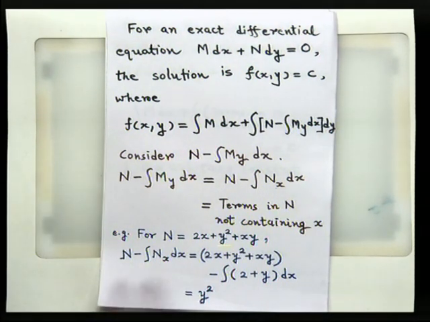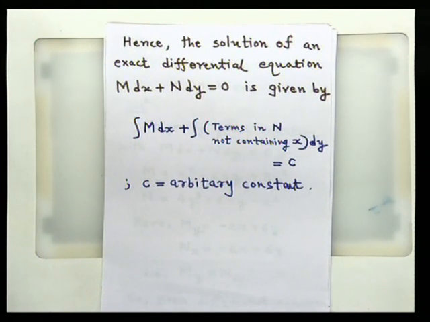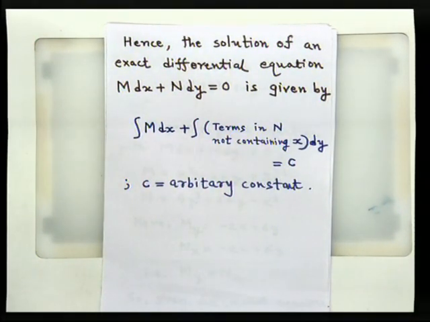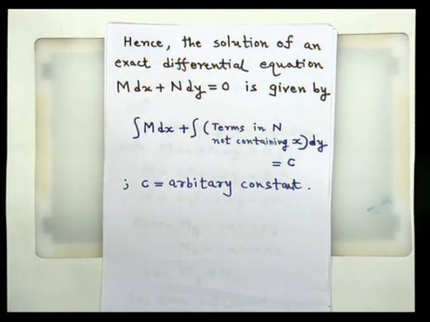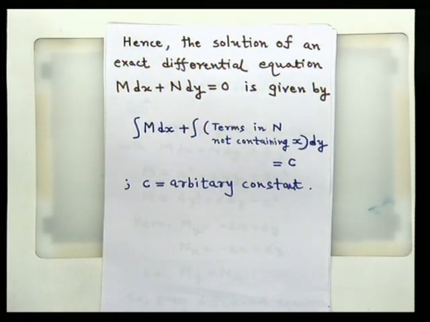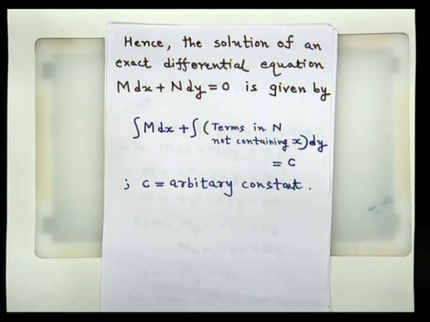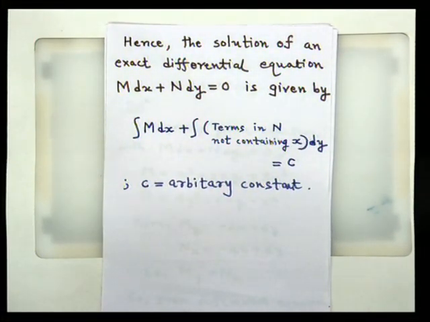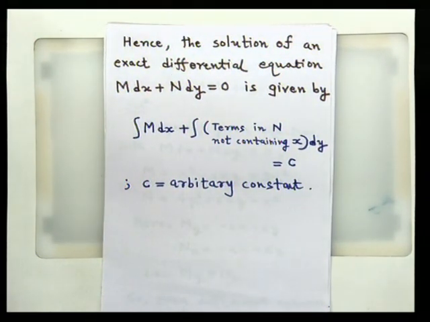So now we consider this as the solution for an exact differential equation. The solution of an exact differential equation m dx plus n dy equal to 0 is given, using this m and n, by integral m dx plus integral of the terms in n not containing x with respect to y is equal to c, where c is the arbitrary constant.